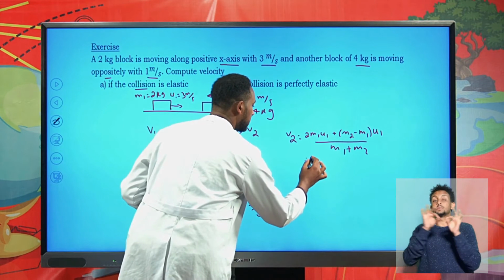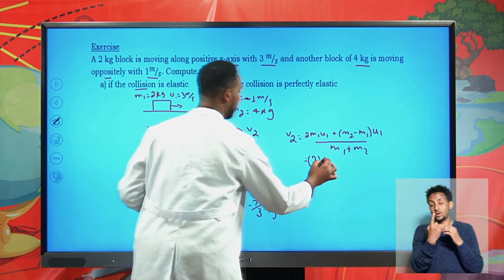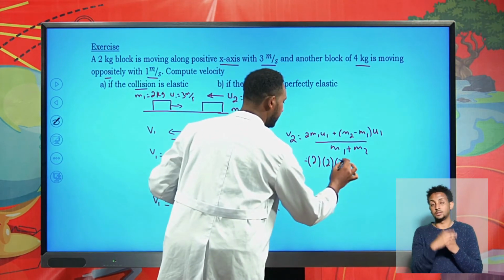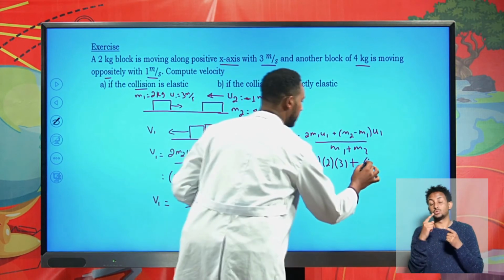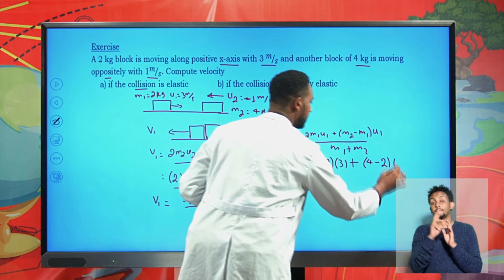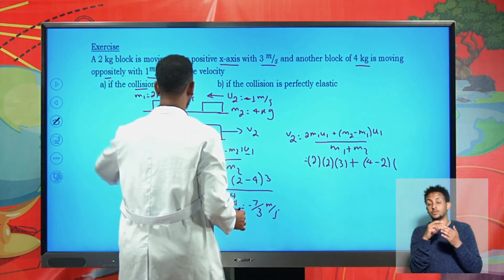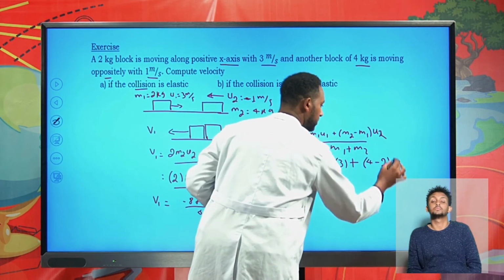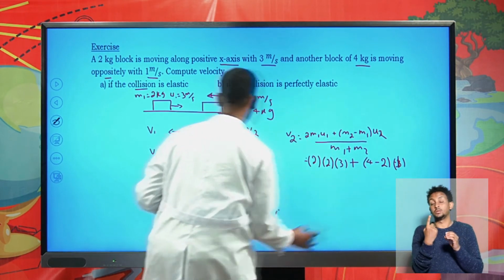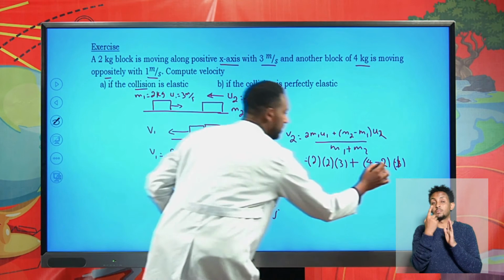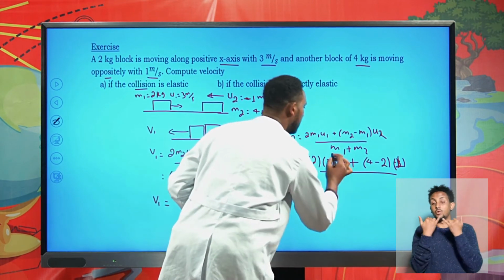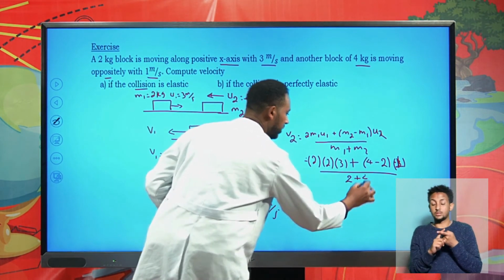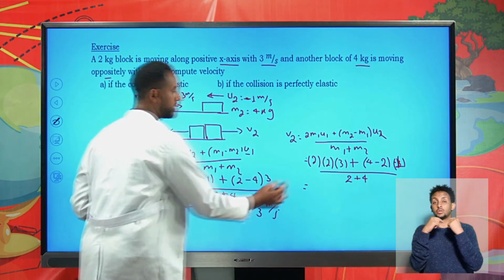So substituting this, twice m1 is 2 times 2 kilograms, u1 is 3, plus m2 minus m1, which is 4 kilograms minus 2, times the initial velocity of particle 2, which is negative 1, over m1 plus m2, which is 2 plus 4. So when you calculate this, 2 times 2 times 3 gives you 12.